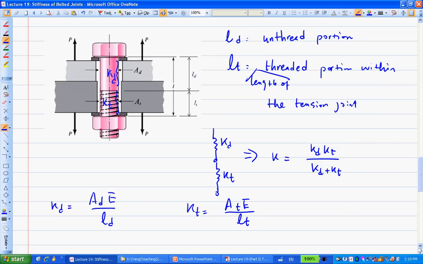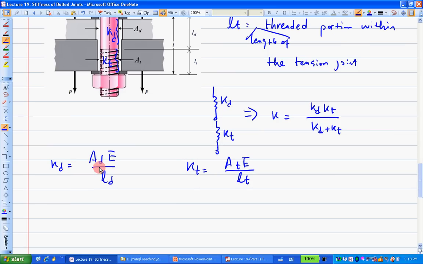So what is AD? What is AT? AD is the cross-section area of the unthreaded portion, right? So what does AD equal to? AD will be pi times, and for this portion, what's the diameter? What do we call this diameter here? It's the screw major diameter, right? So that's pi times the major diameter d over 2, squared.